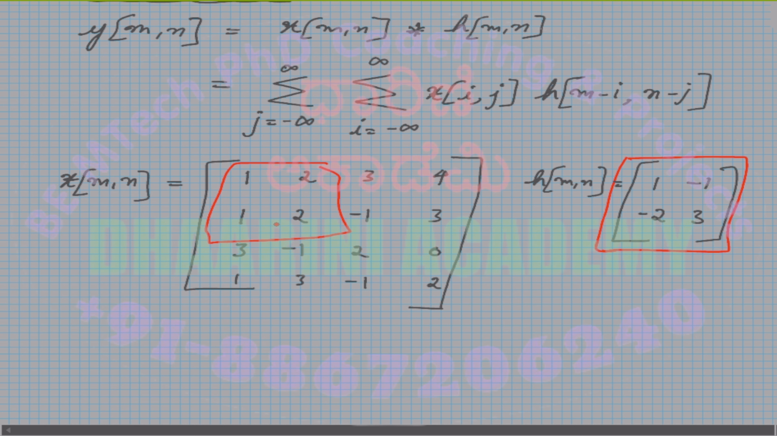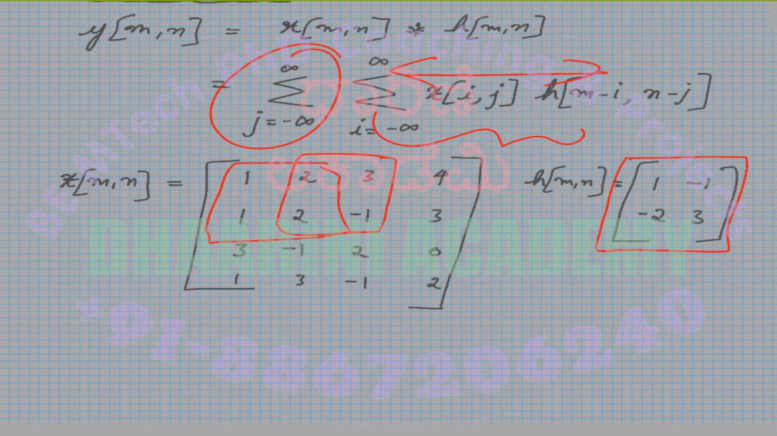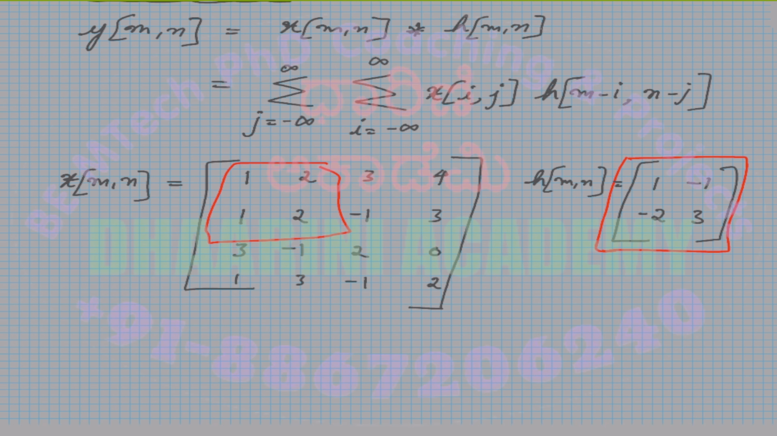Then I move it to the right. You see, only i changes, j is fixed. So j is initially fixed, only i keeps on changing. Calculate this. Then increment j, change i once again, and calculate this. So that's the algorithm that we are doing there. Keeping that in mind, this is how we calculate. Let's try to do this.